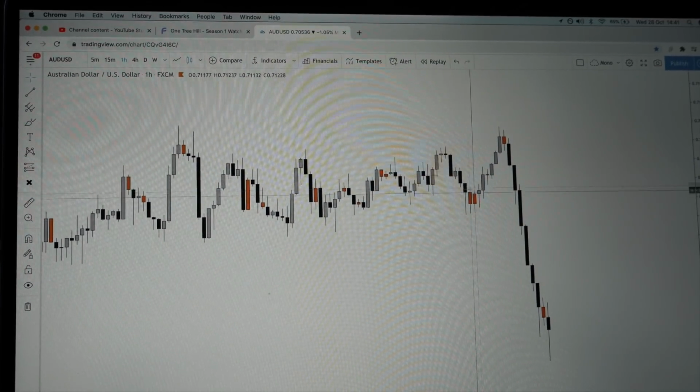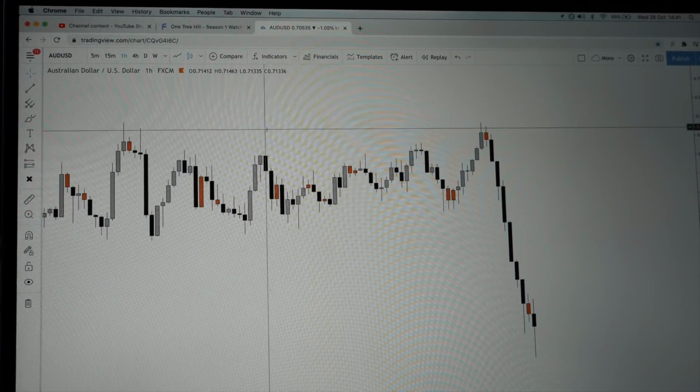Also, it is blue skies. It's blue skies here in London, South London. So yeah, real nice.